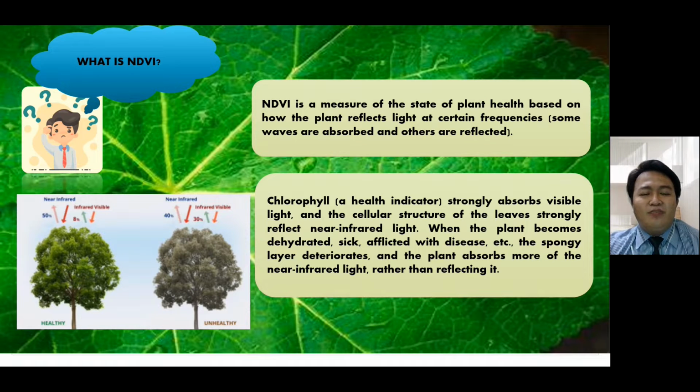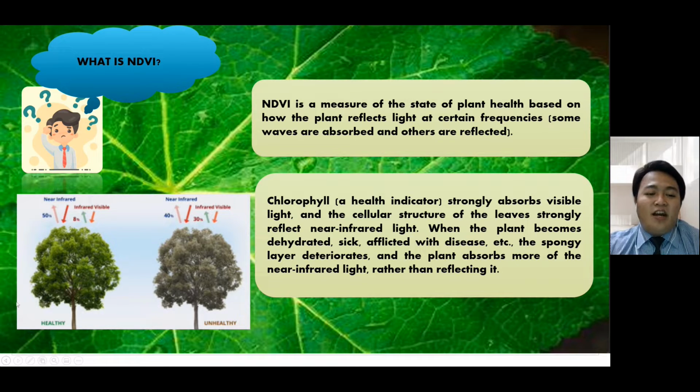Before we go any further, what is NDVI? NDVI is a measure of the state of plant health based on how the plant reflects light at a certain frequency. Some waves are absorbed and others are reflected. Chlorophyll, a health indicator, strongly absorbs visible light, and the cellular structure of the leaf strongly reflects the near-infrared light. When the plant becomes dehydrated, sick, affected with disease, and more, the spongy layer deteriorates and the plant absorbs more of the near-infrared light rather than reflecting it.